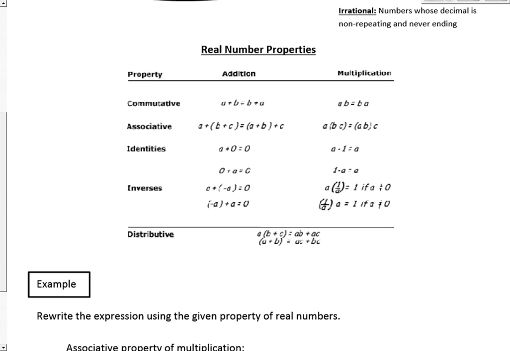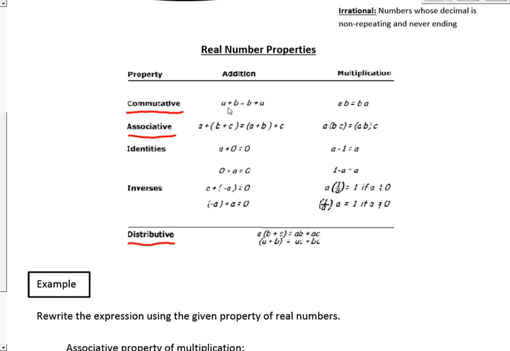Looking at some real number properties, we've got commutative, associative, identity properties, inverse properties, and distributive. In this chapter, we are mainly concerned with commutative, associative, and distributive. Identity and inverses are important. We just don't talk about them a whole lot in this section. A commutative property is when you can change the order of the numbers that are being added or being multiplied.